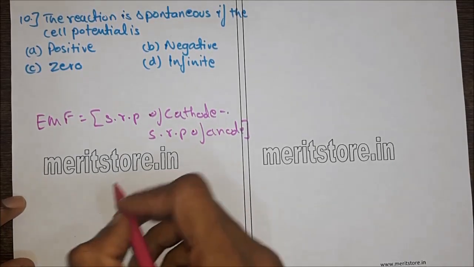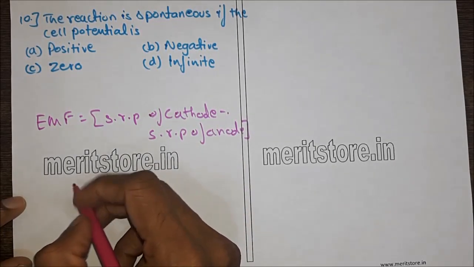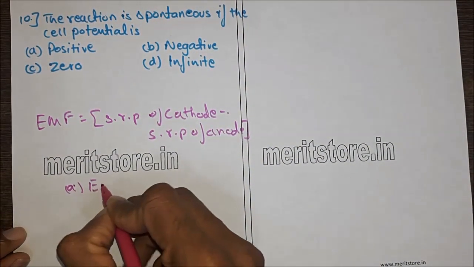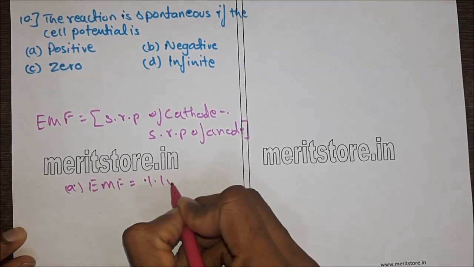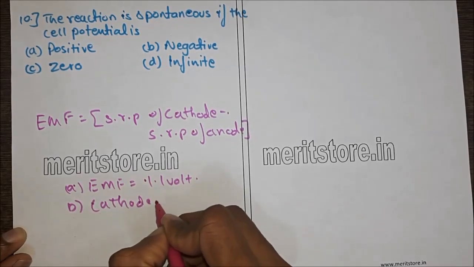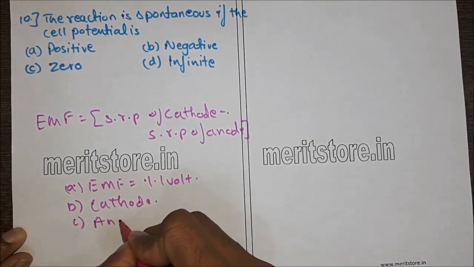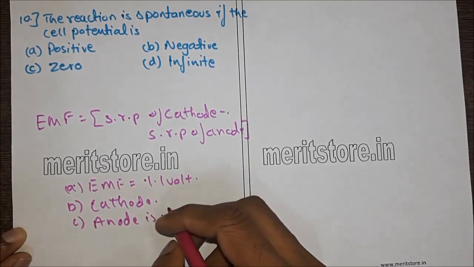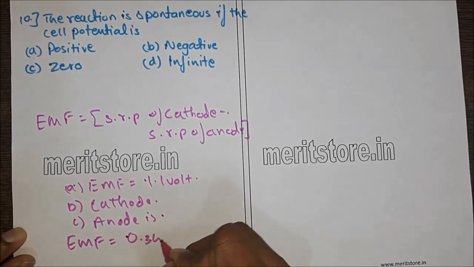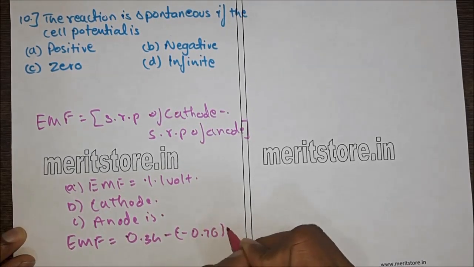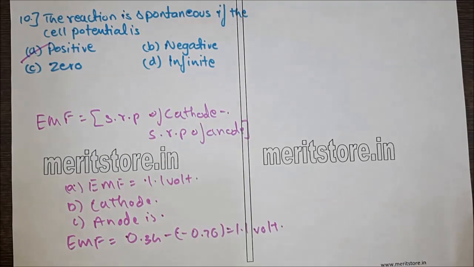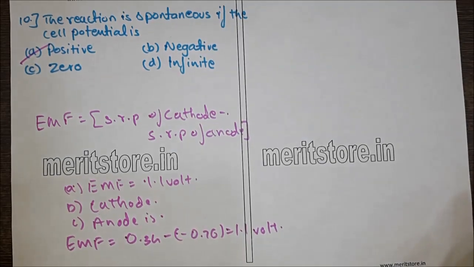For example, in the galvanic cell, EMF is equal to 1.1 volt, where the cathode is made of copper and the anode is made of zinc. So EMF is equal to 0.34 minus minus 0.76, which is equal to 1.1 volt. Therefore, we get the positive answer. Therefore, option A is a positive answer. That is a correct answer.